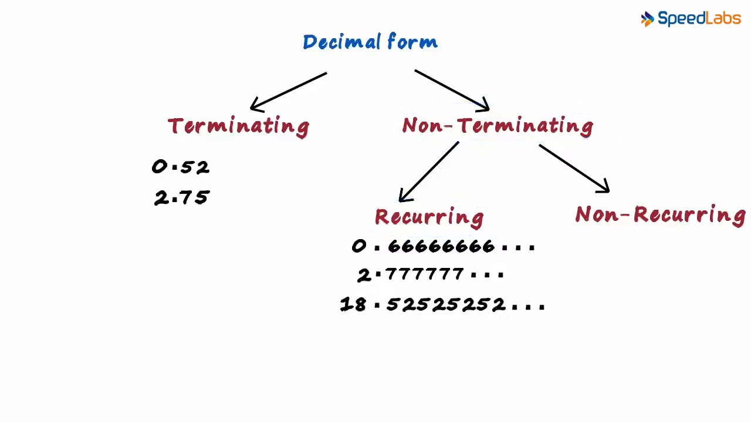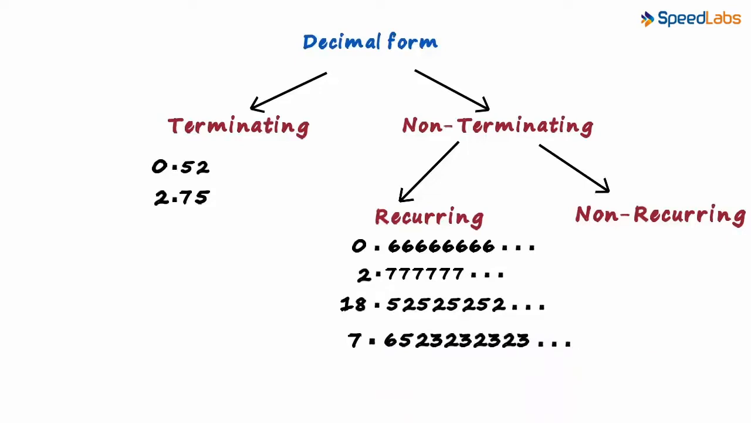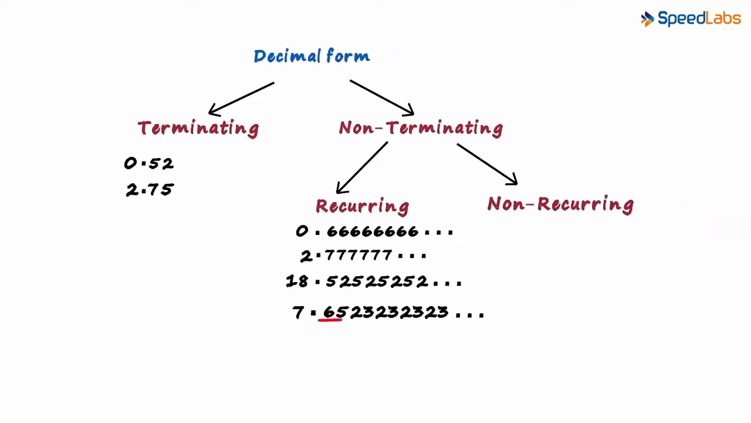Also, does it mean that the repeating part starts immediately after the decimal point? No, let's look at 7.65232323 and so on. Here, the number 23 is repeated and goes on forever. But the decimal part starts with 65. Even such numbers are classified as non-terminating recurring decimals. The non-terminating recurring category forms a very important category in decimal representation. We will look at just this category in one of our videos.